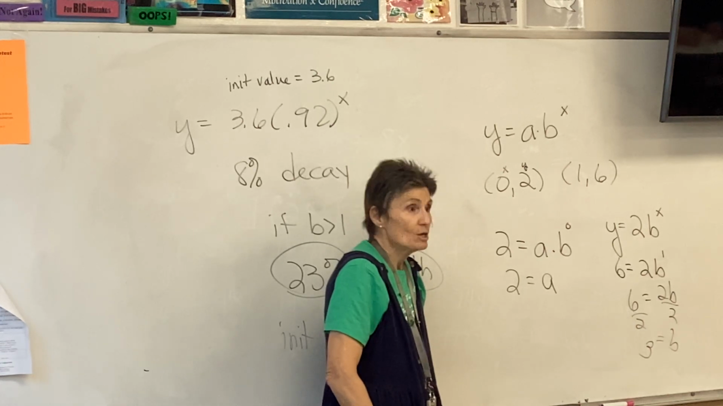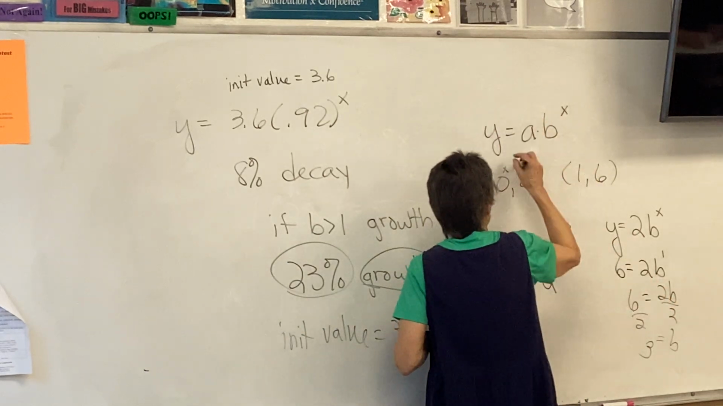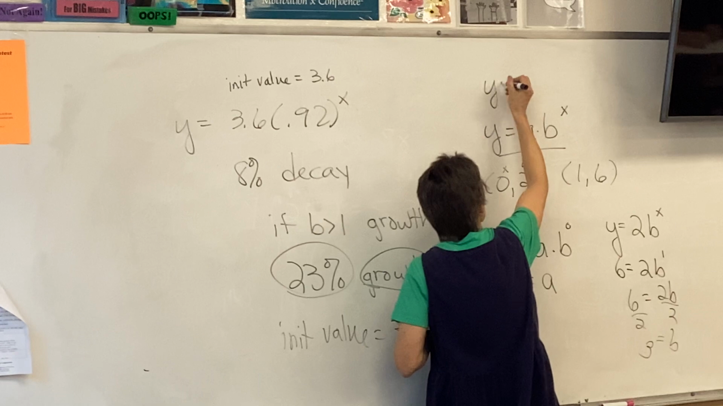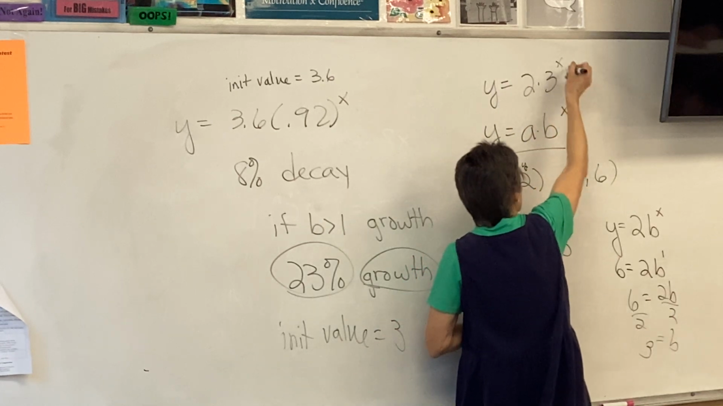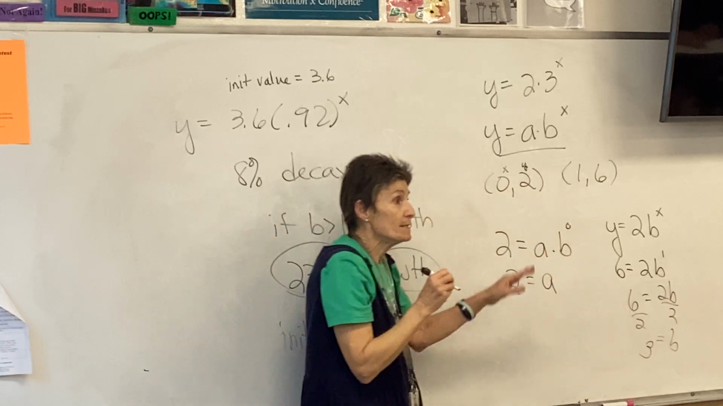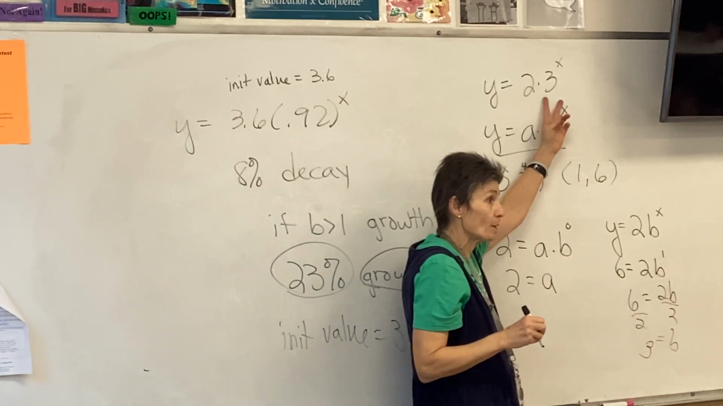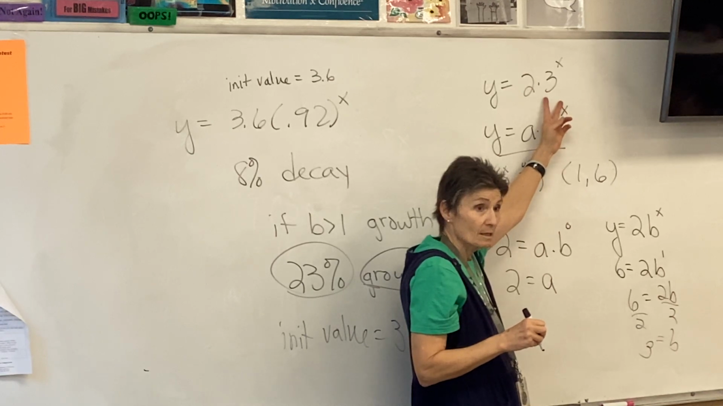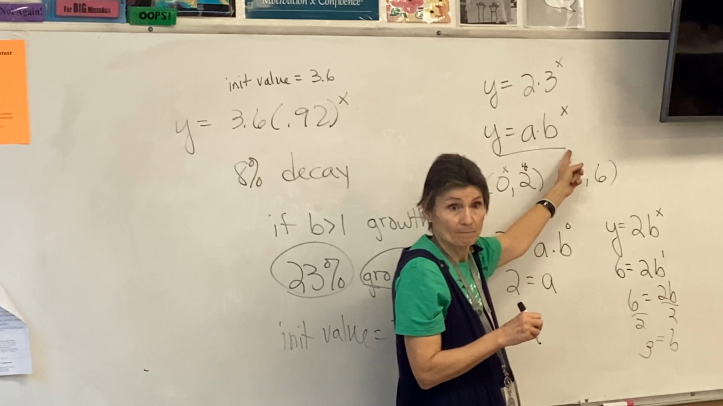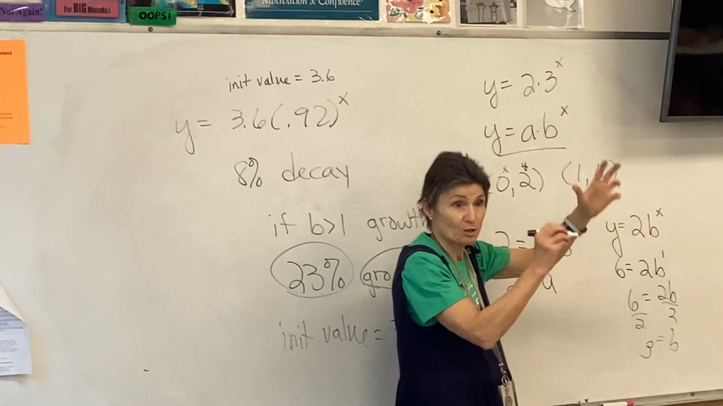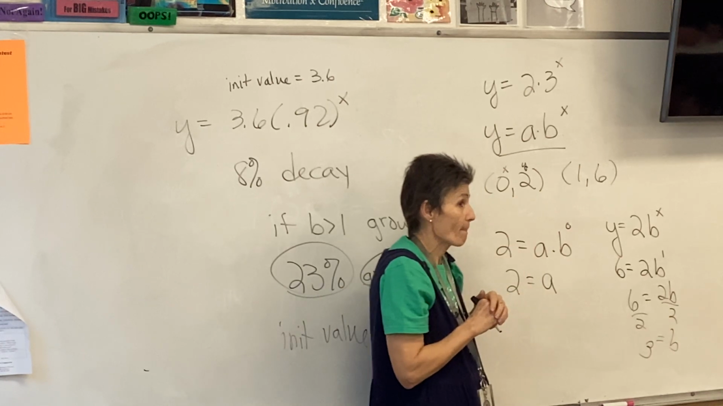B equals 3. So what is my equation then? Remember, it looks like this. Y equals 2 times 3 to the x. Never, ever, ever combine these two numbers. You can't. Remember, your format is 2 separate numbers. 2 times 3 to the x. That's the way we write our answer.